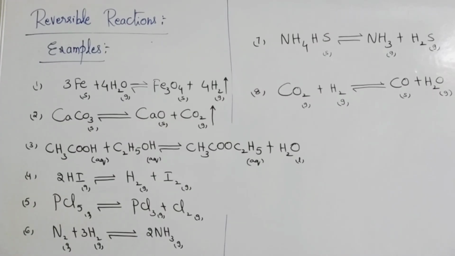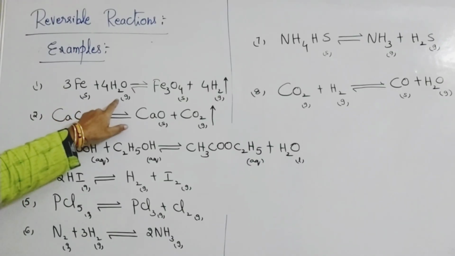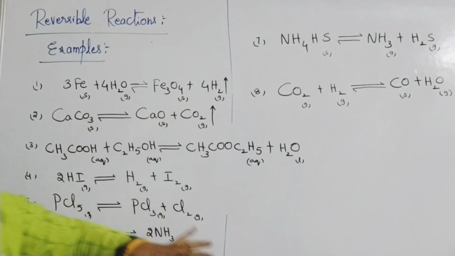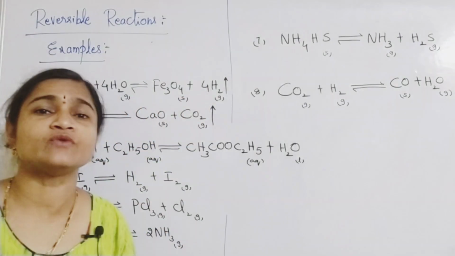So, examples for reversible reactions. First one, 3Fe plus 4H2O gives rise to Fe3O4 plus 4H2. Here you need to remember the physical states of the substances.